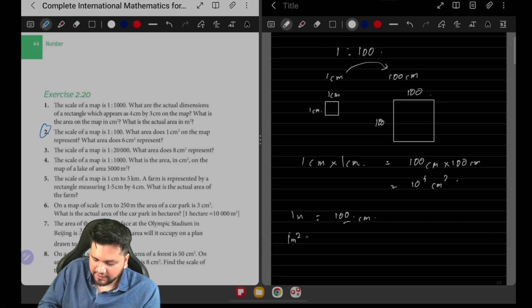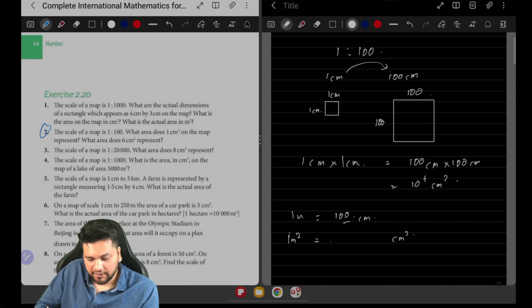If I want to convert 1 meter square into centimeter square, it's like 1 meter into 1 meter, so it's like meter into meter. For converting that meter into 100, I'll multiply by 100. This meter into 100, again I'll multiply by 100, so I'll get 10 to the power of 4.